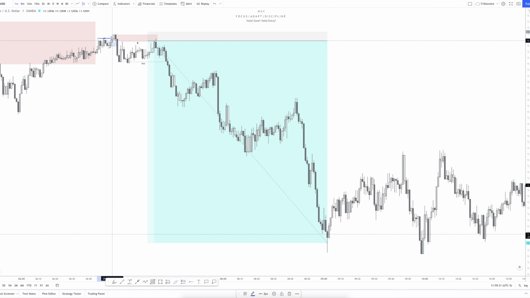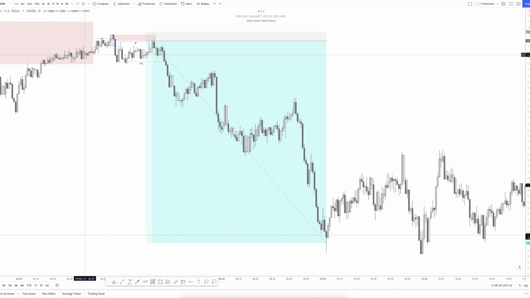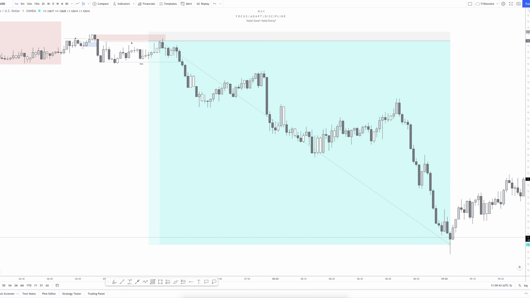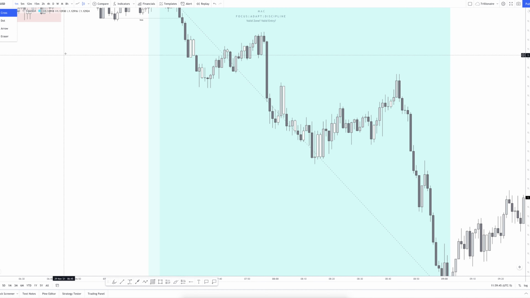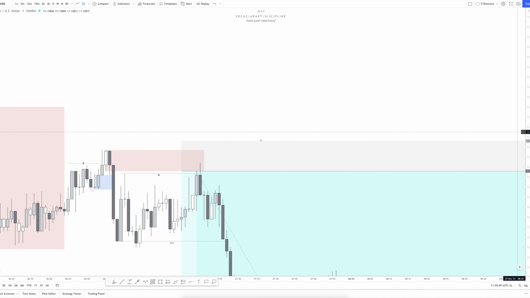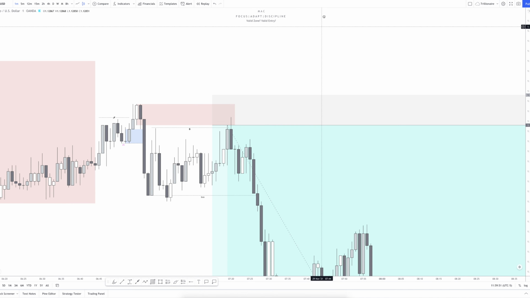So we have our sweep of liquidity here with this push to the upside. Then we have a change of momentum within the market, and price takes out this supply as well, right there. Let me actually zoom in just a little bit for you guys, just so we can get into the nitty-gritty of things.